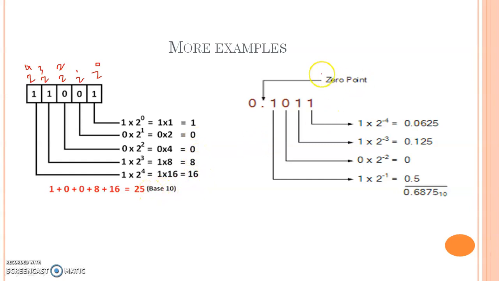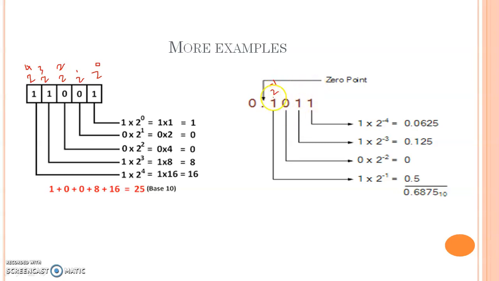Now, how will you find out the decimal equivalent for the fractional part? You have to multiply with negative powers of 2. So this has got the weight 2 raised to minus 1. This portion has got the weight 2 raised to minus 1. This portion 2 raised to minus 2, 2 raised to minus 3, 2 raised to minus 4.